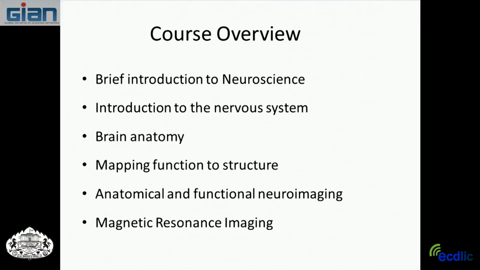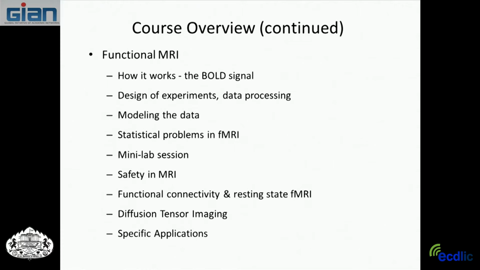Okay, just to give you an overview again of the course and some of the things we've already talked about. We've talked about a little bit of an introduction to neuroscience and to the nervous system. We went over some brain anatomy. We talked about mapping function to structure and some anatomical and functional neuroimaging methods, and we went over MRI. And so now we're at functional MRI. So we talked a bit on Friday about the BOLD signal, how it works, design of experiments, and data processing.